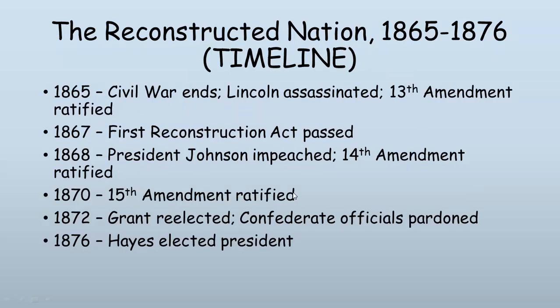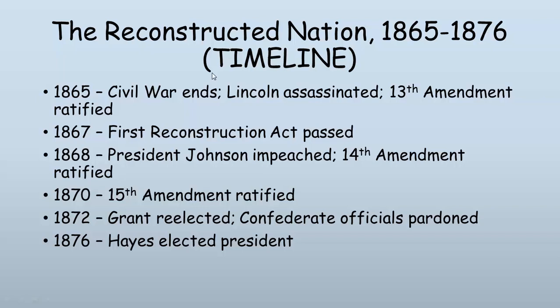Here's a nice little outline that sets you up with a timeline of when things are happening. I like to throw these in there to give you some idea of when the events are happening so you can understand the skill of periodization. So the Civil War ends in 1865. That same year, Lincoln is assassinated in April. That same year, the 13th Amendment is ratified, no slavery. In 1867, the first Reconstruction Acts are passed to change the South and their lifestyle.